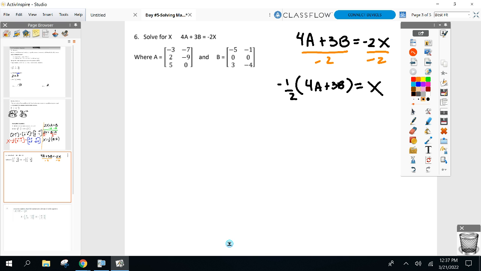Yeah, that's fine. And another thing, I'm never going to do this, but if you feel comfortable doing this, could you distribute the -1/2 here? Yeah, that's fine. You can get away with that. I'm not comfortable doing that, but I want to keep it consistent to what I've been showing you last week. All right, so go ahead, 4A and 3B.